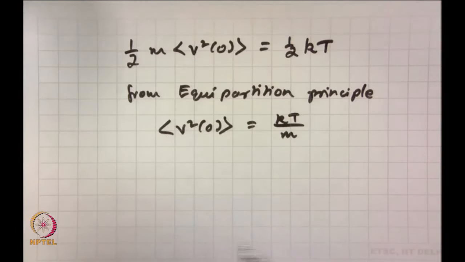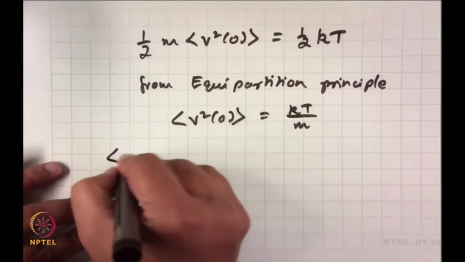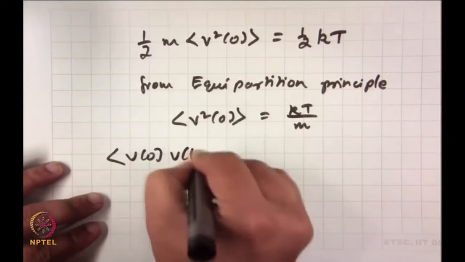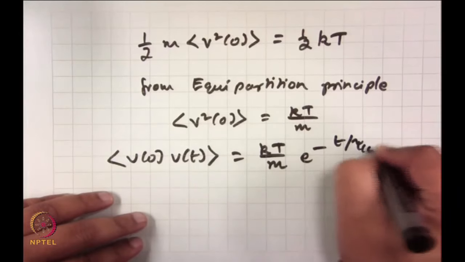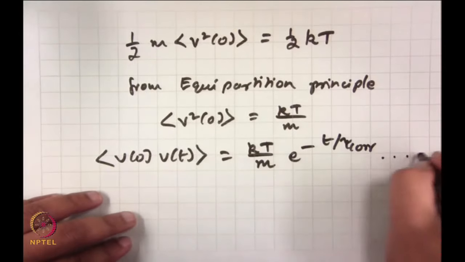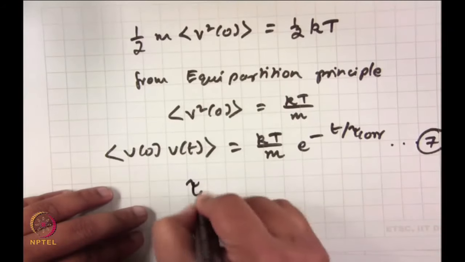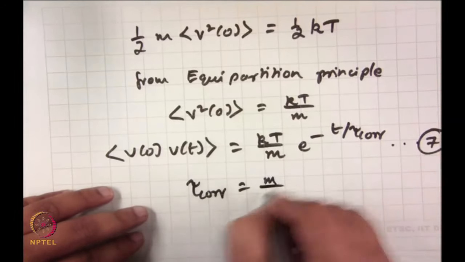Now, after having done this, your actual equation becomes: the correlation is equal to k T over m e to the power minus t by tau correlation. This is 7, where tau correlation is equal to m by xi. So, this is one of the most simplified expressions you can have for a velocity correlation function.